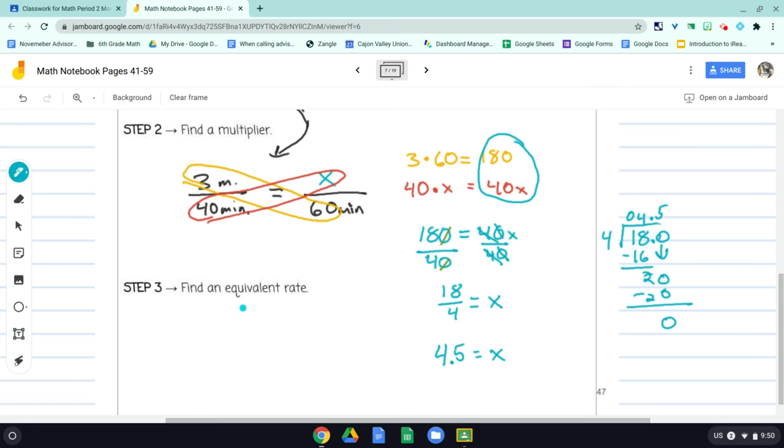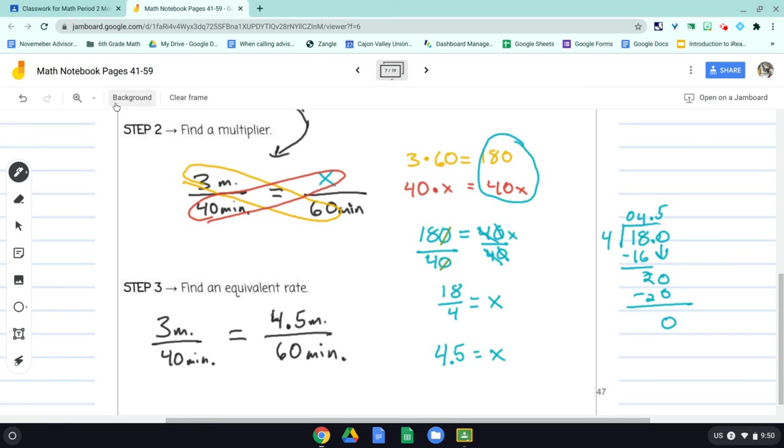So what is the equivalent rate? Well, if she's going to go 3 miles in 40 minutes, that's going to equal the same thing as 4.5 miles if she runs for 60 minutes. So this is the equivalent rate. Make sure I get that right. Okay, so an equivalent rate is 4.5 miles in 60 minutes.